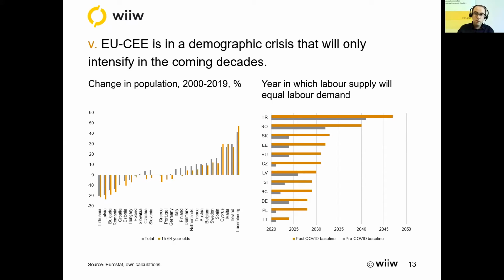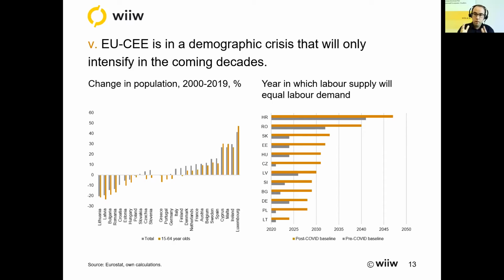In the future, we think this can only get worse. On the right, we show calculations that we did both pre and post COVID pandemic, looking at the year at which, based on current trends, labor demand would equal labor supply. So basically economies would run out of workers. The gray bar is pre-COVID. At that point, we thought this is basically imminent for a lot of the region, also for Germany, by the way, which I put on this chart. So this would happen in the first few years of the 2020s.